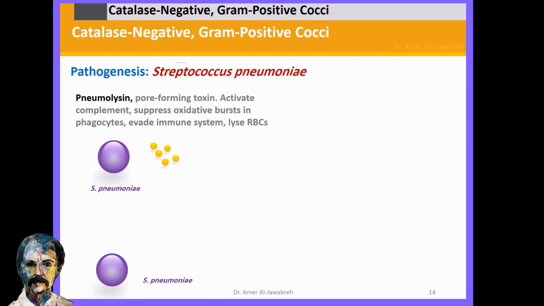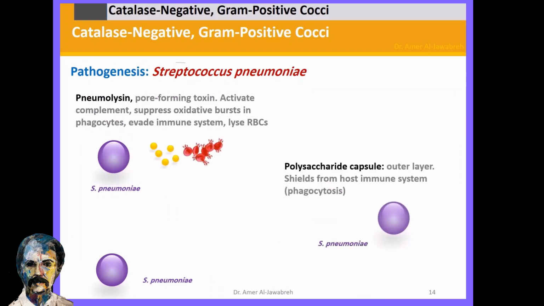Let's go to S. pneumoniae. S. pneumoniae has pneumolysin. Pneumolysin is just like hemolysin, but they call it pneumolysin because it's produced by Streptococcus pneumoniae. Pneumolysin, a pore-forming toxin, activates complement and suppresses oxidative burst. Some cells of our immune system have oxidative burst, H2O2. It can be secreted and goes to the bacteria and kills the bacteria. This pneumolysin suppresses this function, evades the immune system and lyses RBCs. So it has many functions, this pneumolysin.